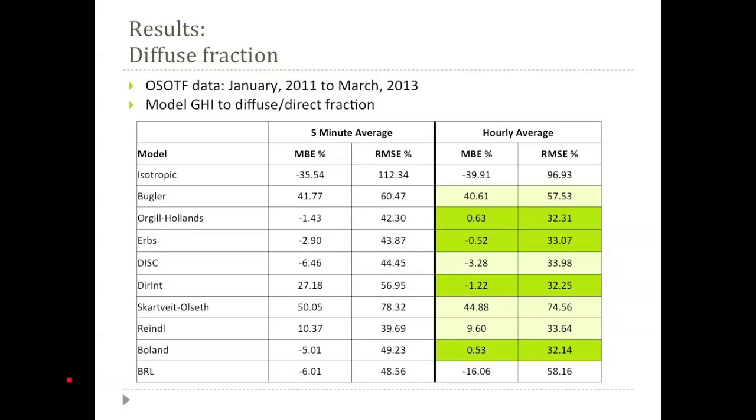So for the diffuse fraction models, I've shown the 5-minute average data and the hourly average data, and this is for the Kingston site. And you can see that there's a fairly good improvement going from the 5-minute to the hourly average, which is to be expected as you're smoothing out random stochastic variability.